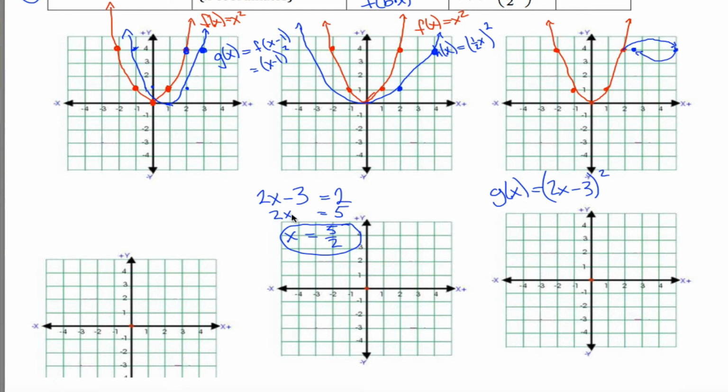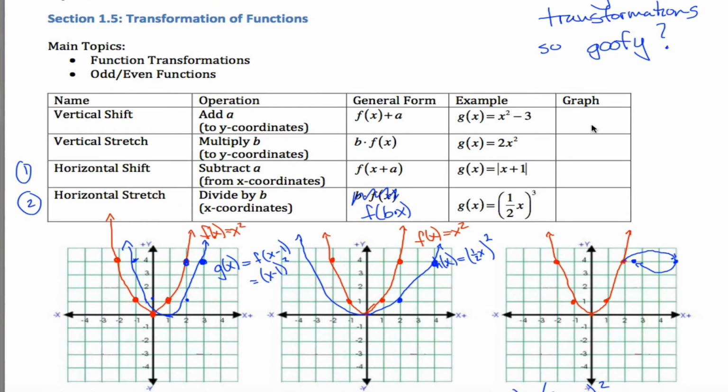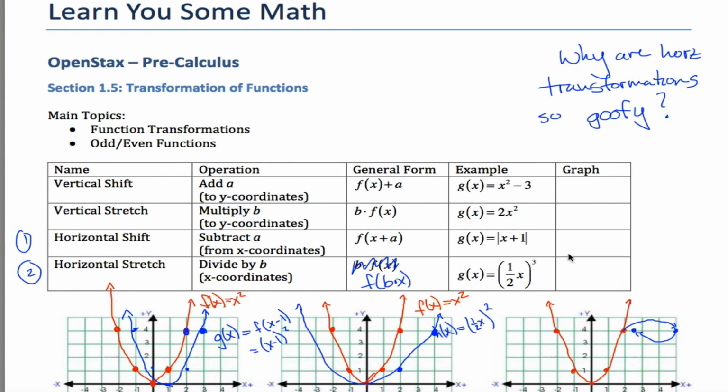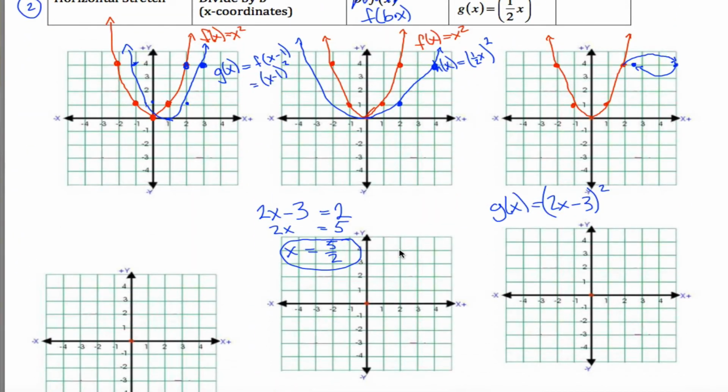Because over here, when I was solving for x, I divided both sides of the equation by 2. But note, what I did in terms of the transformations is I took the old x coordinate 5 and divided it by 2 to get 2.5. So really the answer to why are horizontal transformations so goofy? It's this example right here. You really have to think about where you want to end up at, and you're kind of undoing everything to back yourself into that value.